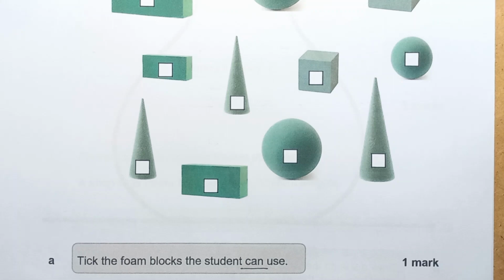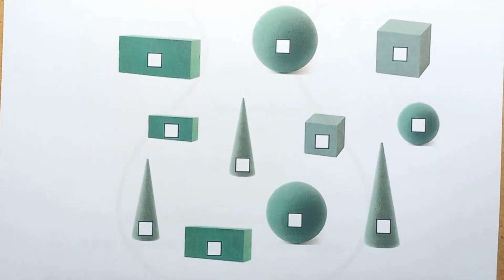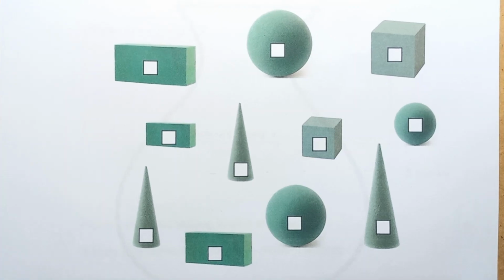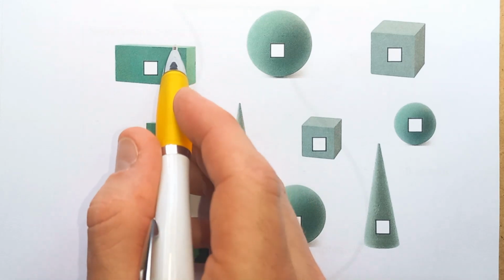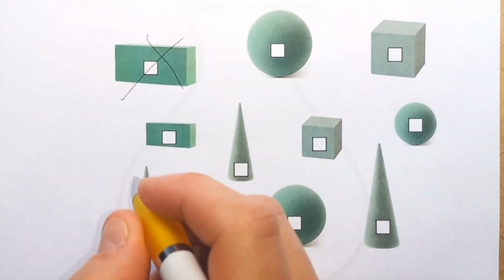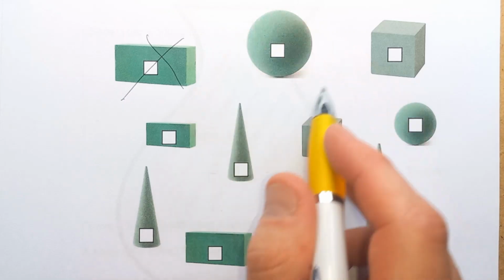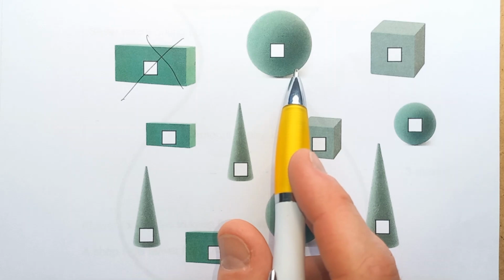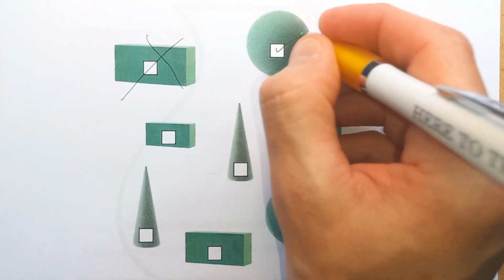Okay. He wants ones that don't have any right angles. Okay, so if we've got any right angles, we're going to cross it out. Well, a right angle is going to be anything that's got a nice sharp corner. So it's not going to be that one. This is a circle or sphere. It's a 3D circle. Can't see any right angles, so that one looks good to me.